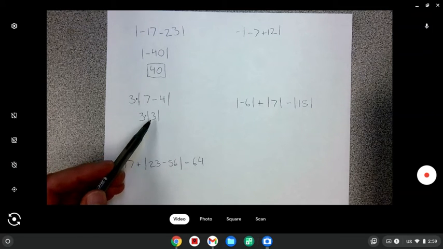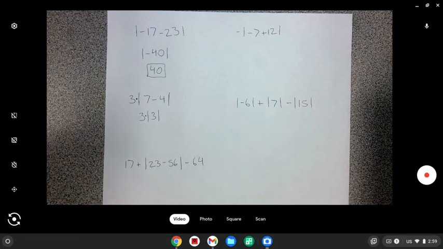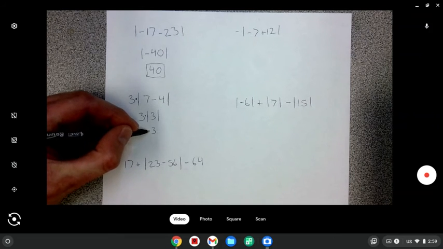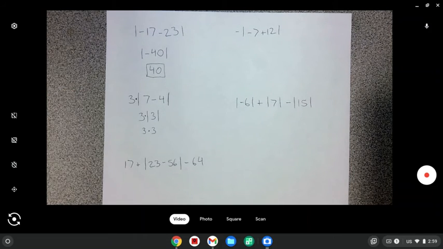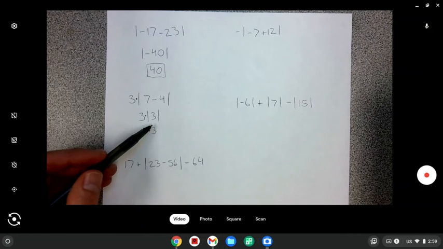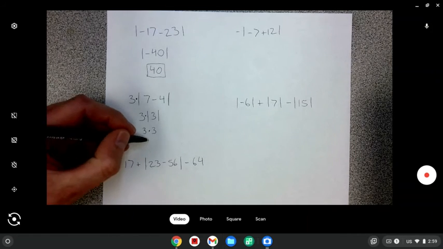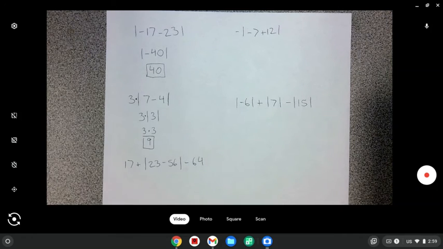The absolute value of 3 is 3 away from 0. So the absolute value of 3 is 3. Now that we've applied the absolute value, I can multiply. 3 times 3 is 9.